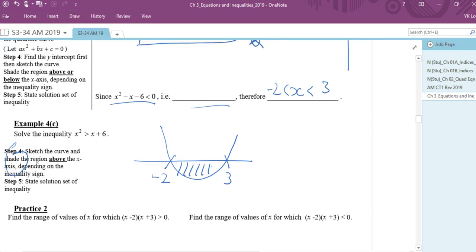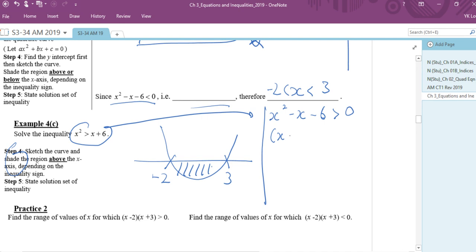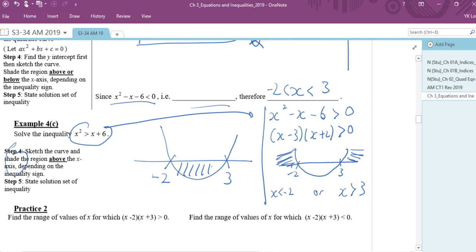For this question, you see that x squared minus x minus 6 is what? Greater than 0. So you see that x minus 3, x plus 2 is more than 0. So what part do you want? Do you want on top or below? On top. So actually you want everything here, you want everything here. Therefore the answer is x more than 3 or x less than -2.